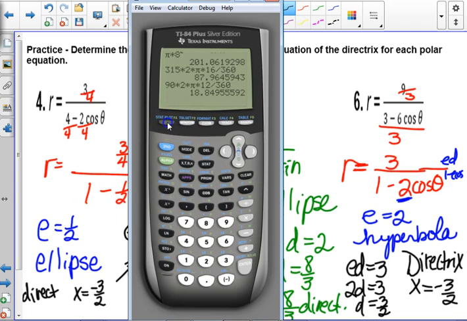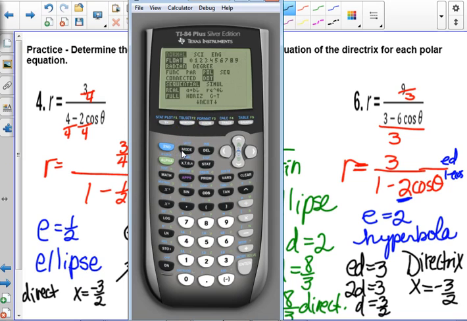Radians, because we do all these in radians, and polar. Okay? This quiz, I think you can stay in polar the whole time. That won't matter. But you do have to switch a whole bunch of times between degrees and radians. Don't hurt me, okay? But when you're graphing, it's in radians.